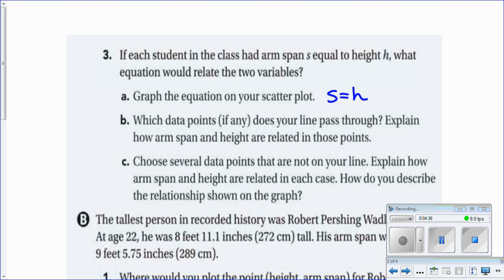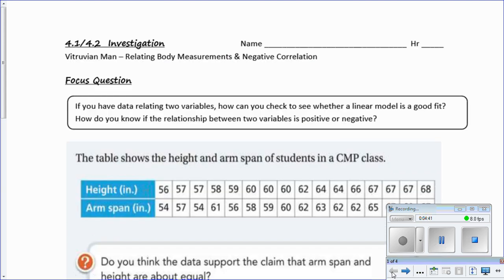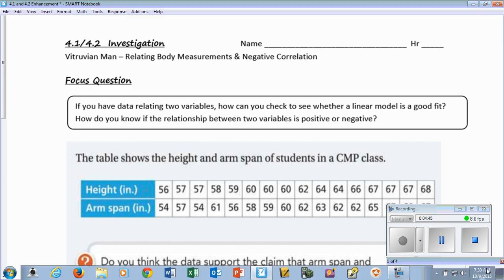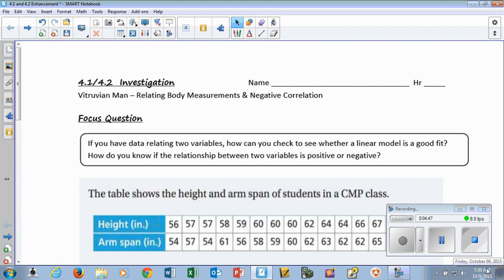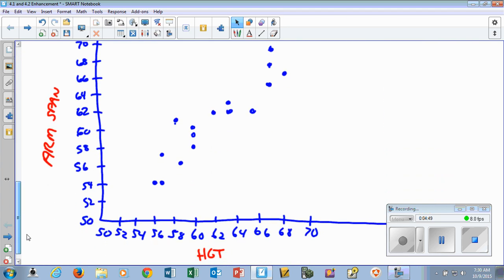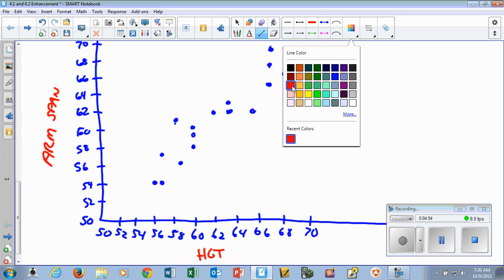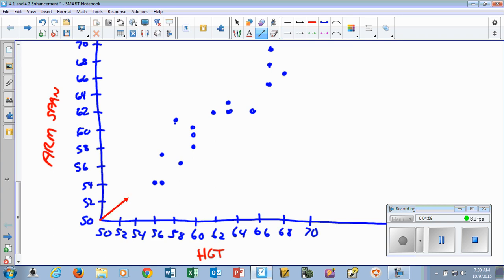So they want us to take that equation and graph it on our graph. Let's go back, and you might need a ruler for this. I'm going to shrink this a little bit. I'm going to cheat and use my straight line tool since I don't have a ruler for the smartboard. So we're going to get our line here. I'm going to make it a different color, and I'm going to start right at 50, 50, and try to go up at a nice 1-to-1, as close as I can.